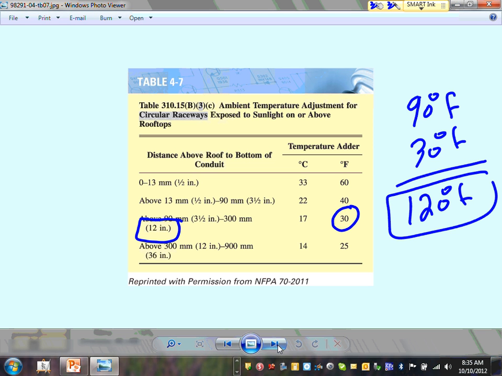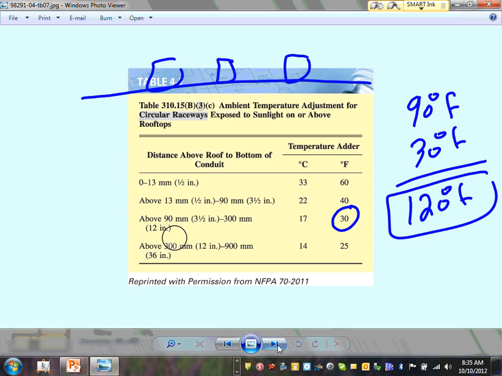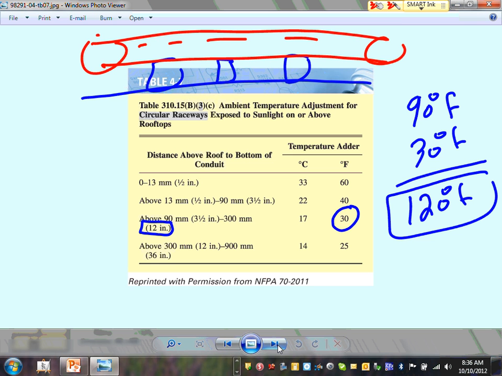You add more temperature. Here's my roof, and I put my conduit. This will be above 12 inches, okay, between 3.5 all the way to 12. This is 3.5 to 12. So I'm going to put them up to 12, and I put my conduits here on the roof, and I put my conductors in it. That's how you apply this. Any comments, guys? Any questions?